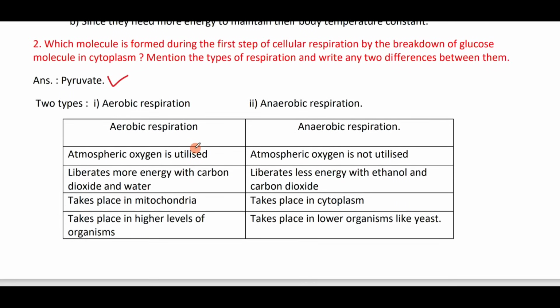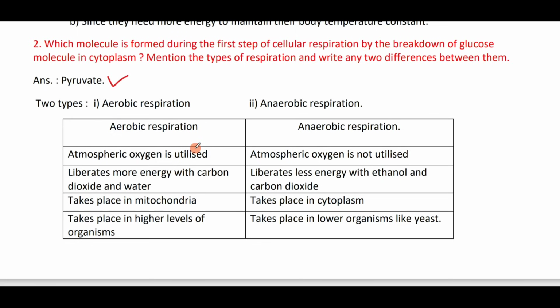Which molecule is formed during the first step of cellular respiration by the breakdown of a glucose molecule in the cytoplasm? During the breakdown of glucose, what is the first product we get? The 6 carbon glucose molecule is converted into a 3 carbon molecule. The first product is a 3 carbon molecule called pyruvate.